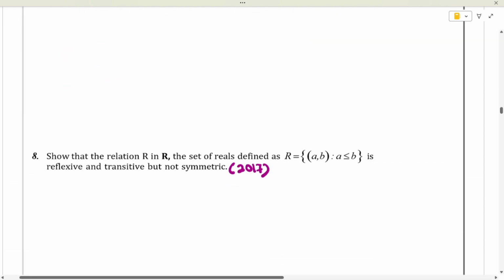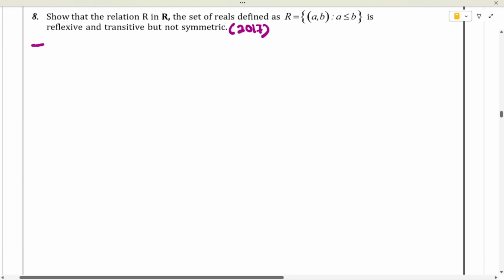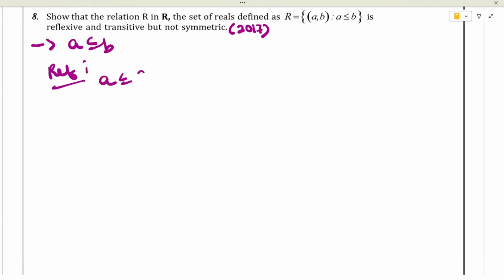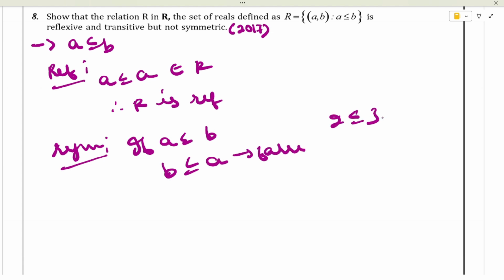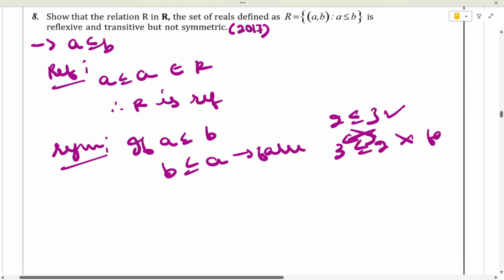Now the next question, they have given the condition: A is less than or equal to B. To prove reflexive, A is less than or equal to A, that will belong to R. So you can say that it is reflexive. For symmetric, if A is less than or equal to B, then B is less than or equal to A will be false, right? If you take some example, see 2 is less than or equal to 3, this is true, but 3 is less than or equal to 2, if you do this reciprocal, it will be false. So you can say that it is not symmetric.